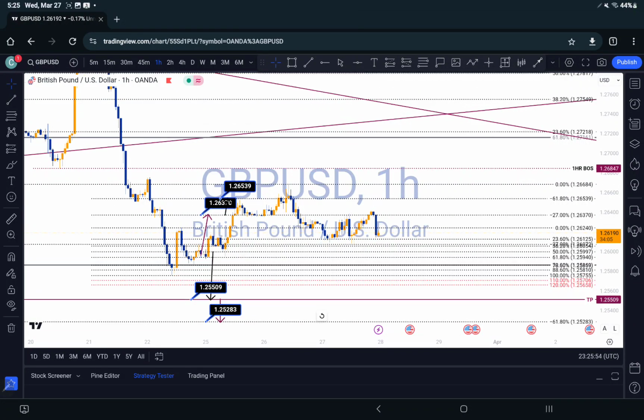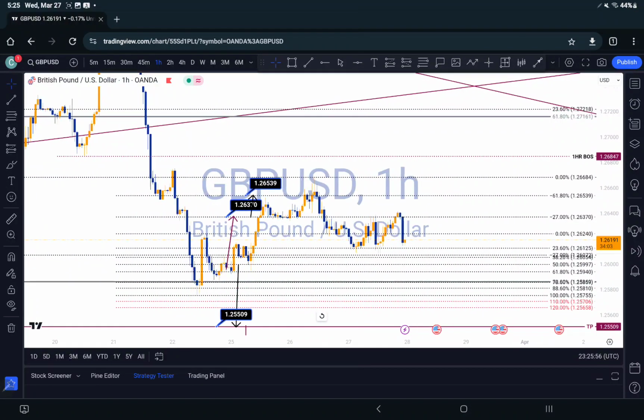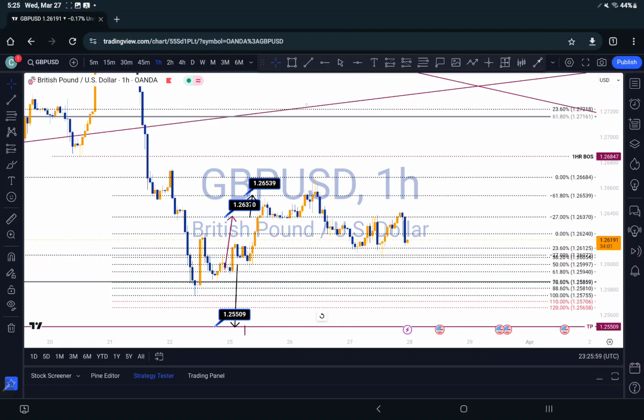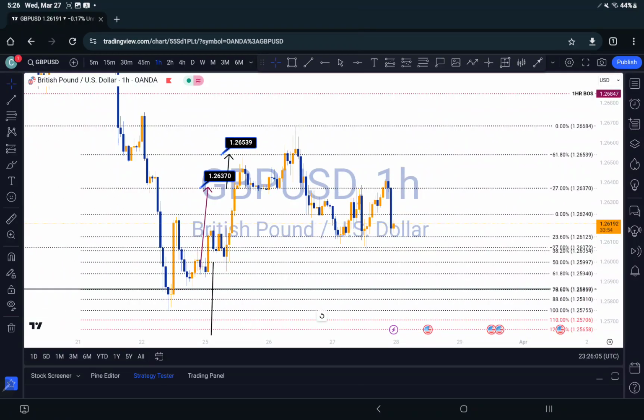Hi guys, so this is my analysis update on GU guys. Before we do today's analysis on GU, let's do a quick recap on GU. If you watch my previous analysis on GU, I think we were around this area right here.